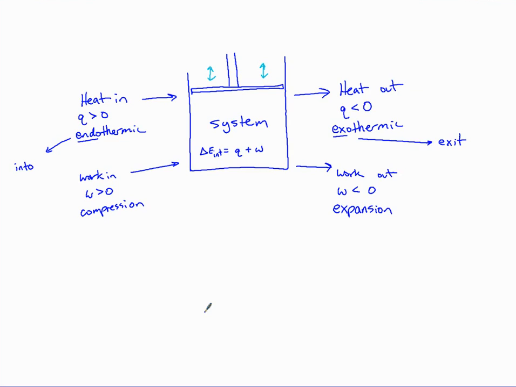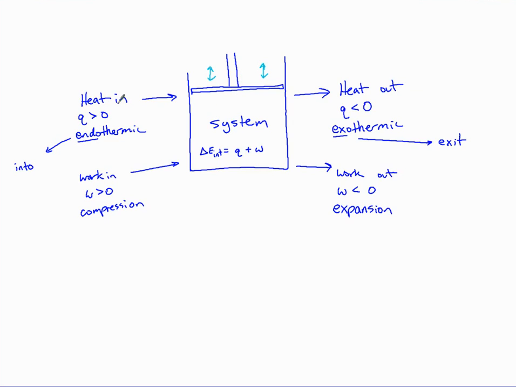So let's first take a look. Here is the system. It has an internal energy, and you can see it's got 3 walls that are solid, and then this one can move up and down, just like a piston or a syringe, whatever you want to call it. Piston is the chemistry term.